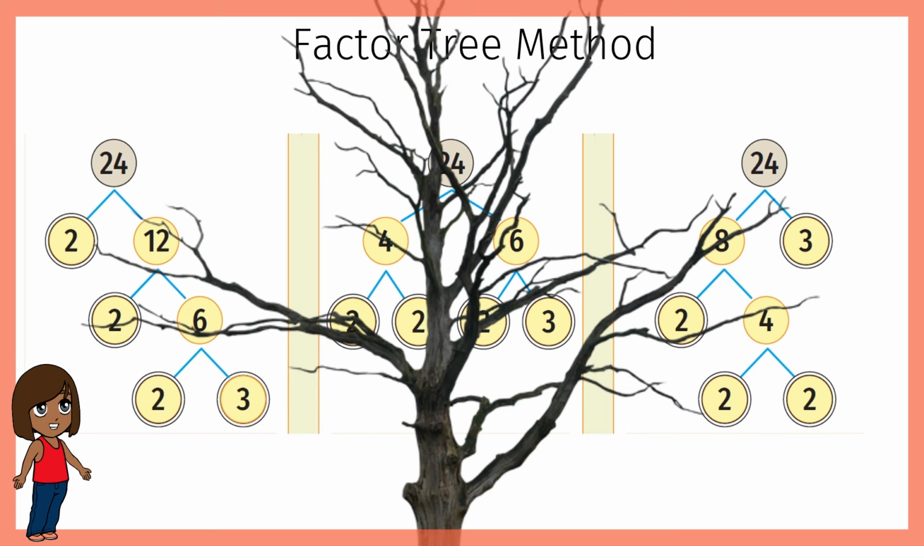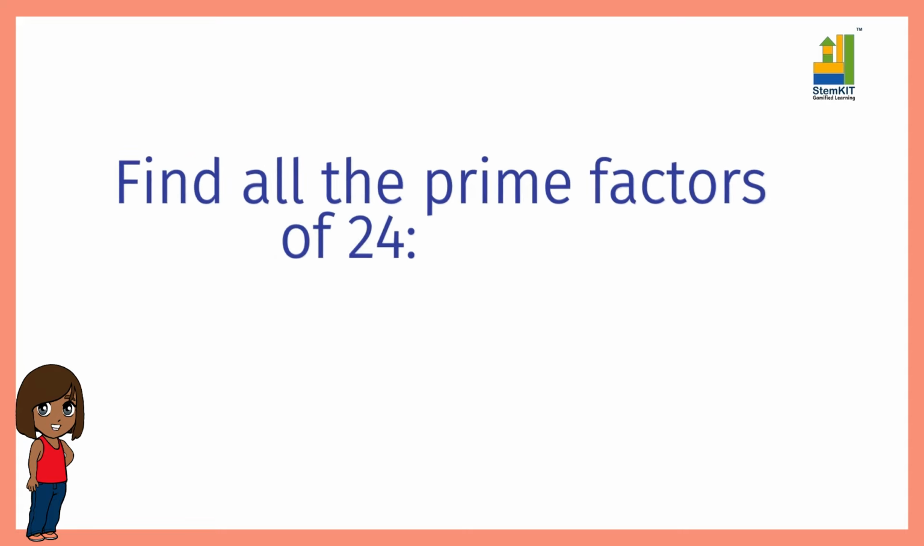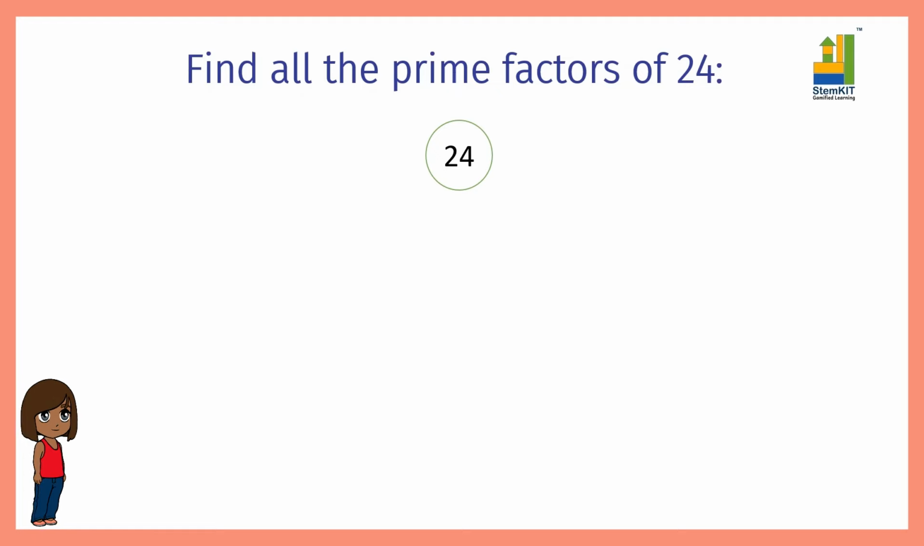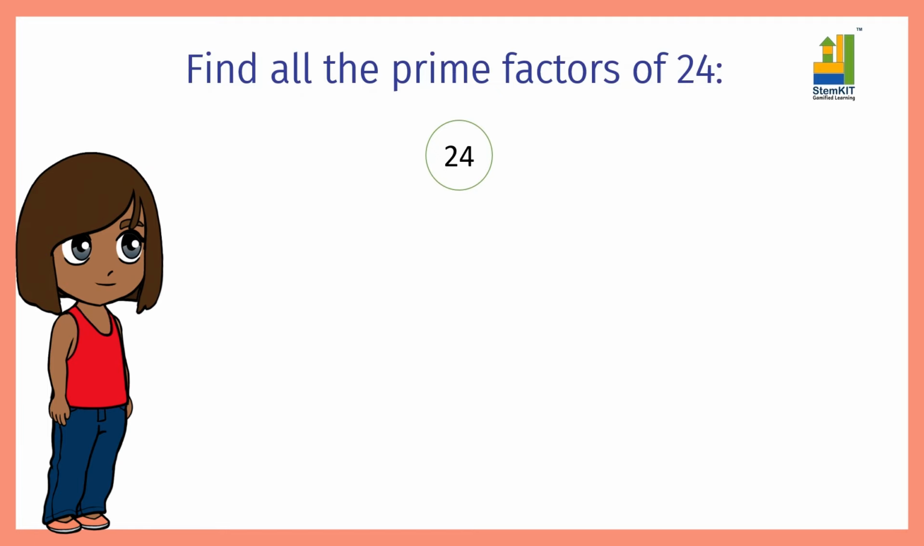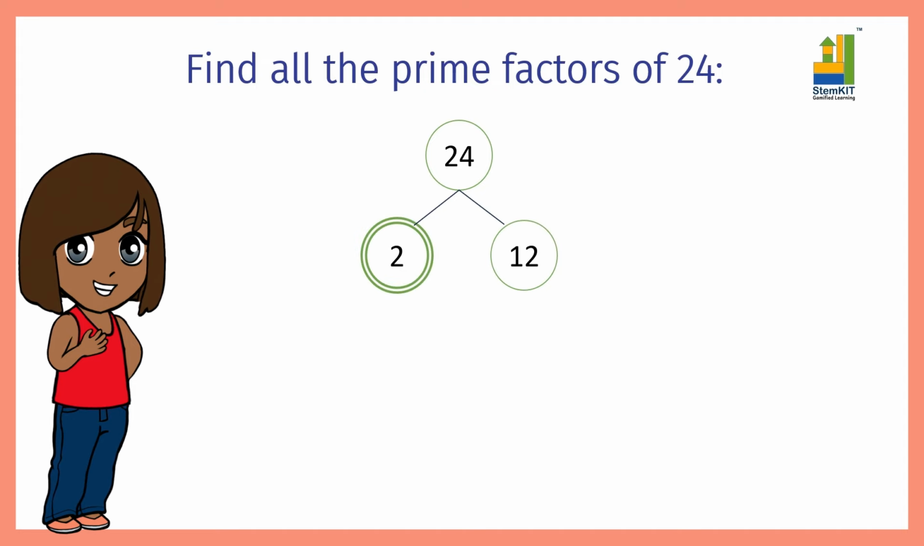Let's look at the question, find all prime factors of 24. To find the prime factors of 24, we will divide it by prime numbers as long as possible. So, we get 24 is equal to 2 into 12.